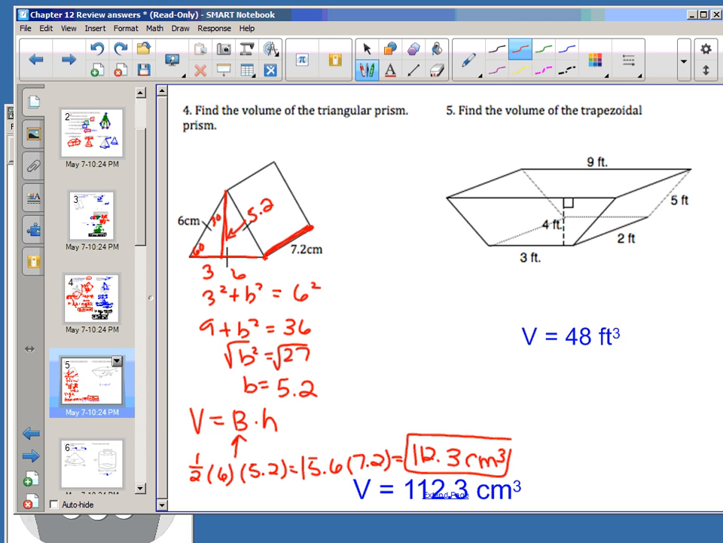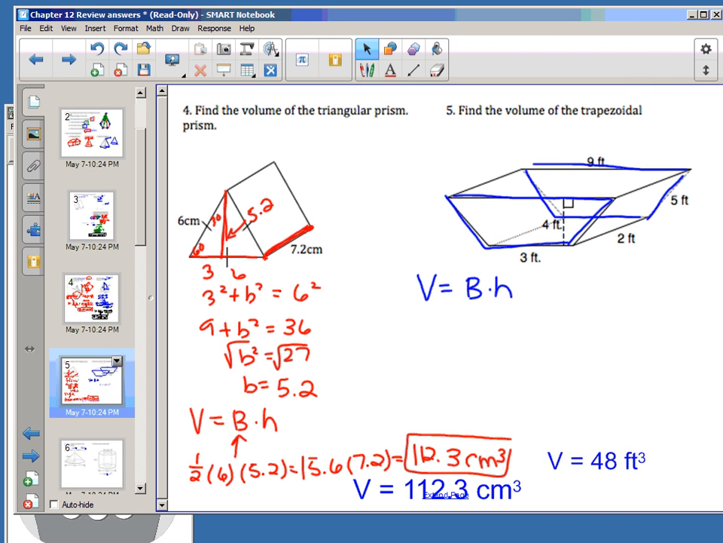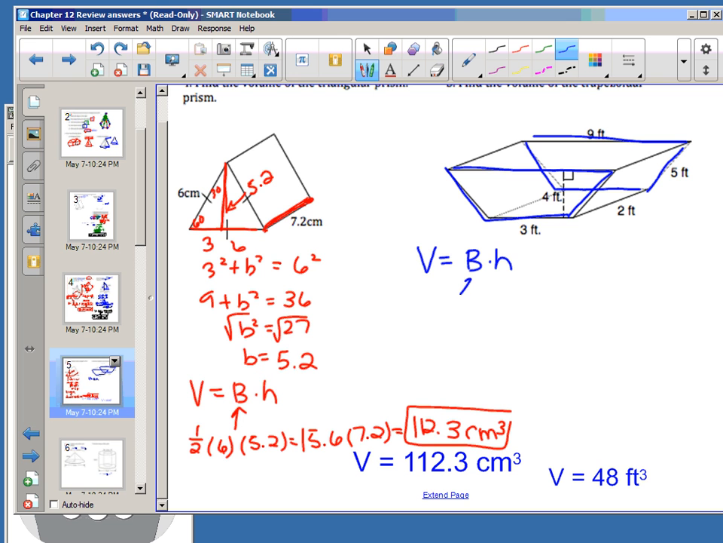All right, now we're going to move over to this trapezoidal prism. The key for this is to recognize that it's a trapezoid for your base. See how I have 2 of them here, one in the back? That signifies that that's my base. So again, the volume of a prism is base times height. My big B is going to be the formula of a trapezoid, which is 1/2 height times base 1 plus base 2. So I'm going to have 1/2 times 4 times 3 plus 9.